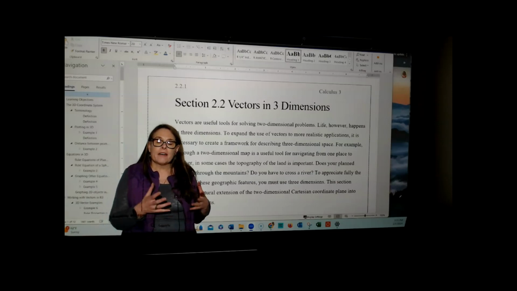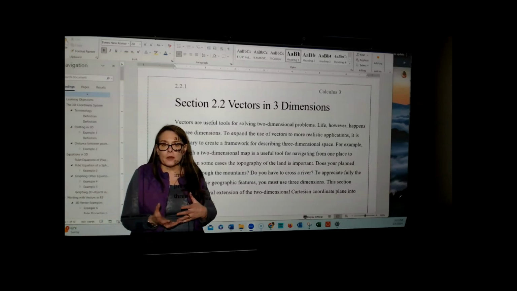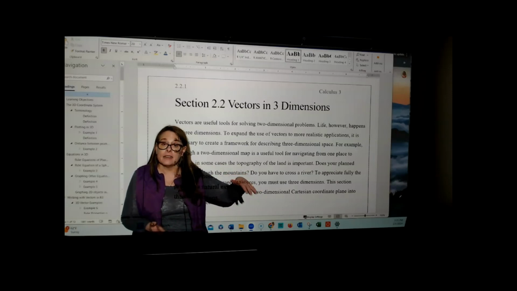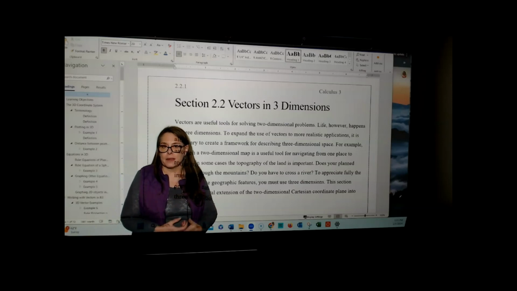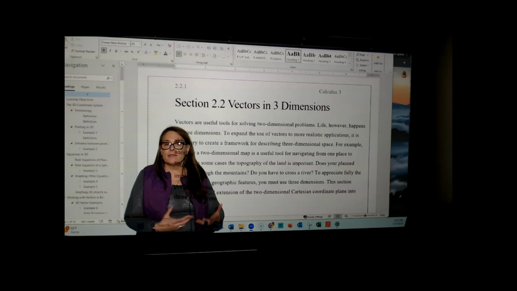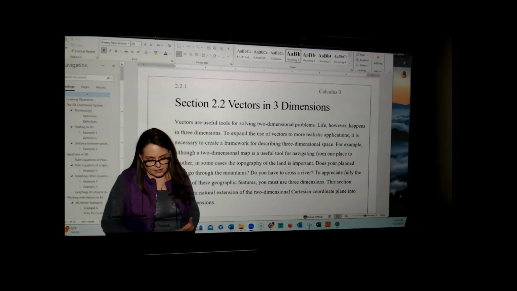While it's great to have a map to get you from one location to another, the topography of the land does affect the travel time. So if you're going over mountains, it's going to take longer. If the land is flat, then it will take less time. So the topography of the land affects the travel time in between. And that, of course, is referring to a 3-dimensional world. So we want to get our vectors into 3 dimensions.